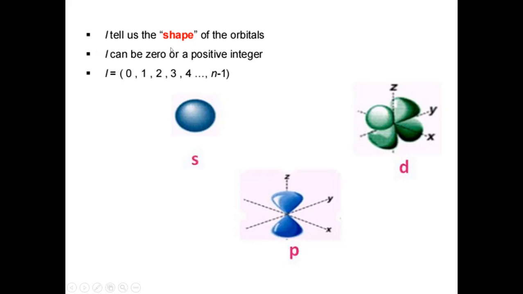And L tells us the shape of the orbital. Sebab orbital ni subshell ni dia ada shape tau. Kalau shape yang ni bentuk sphere, yang ni bentuk D. D ni dia ada lobe. Dia ada lobe 1, 2, 3, 4. Yang ni ada half. Ada 2 lah. And L equal to 0, 1, 2, 3, 4. Should be all this value is less than nilai N tu.